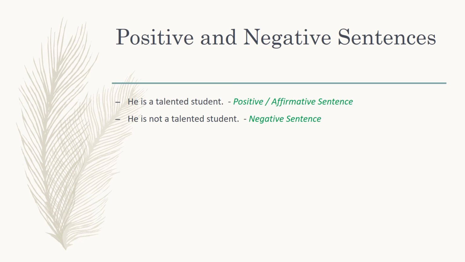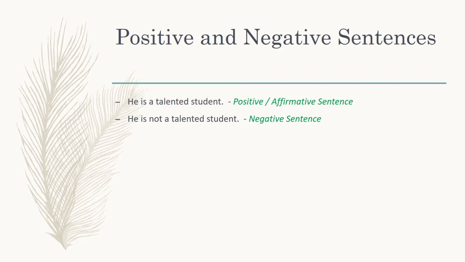So for example, he is a talented student. Here we are giving the positive or affirmative sentence. And then we have again, he is not a talented student. Here it is the negative sentence because there is the negative word 'not' there.